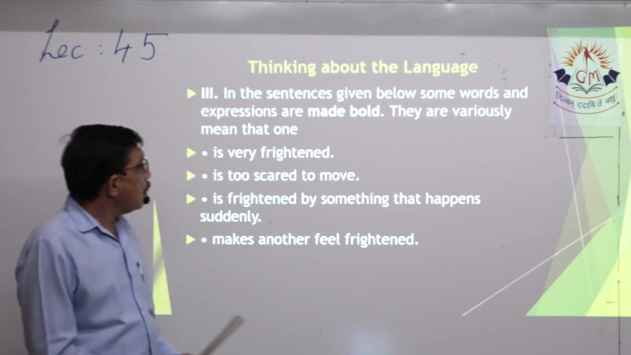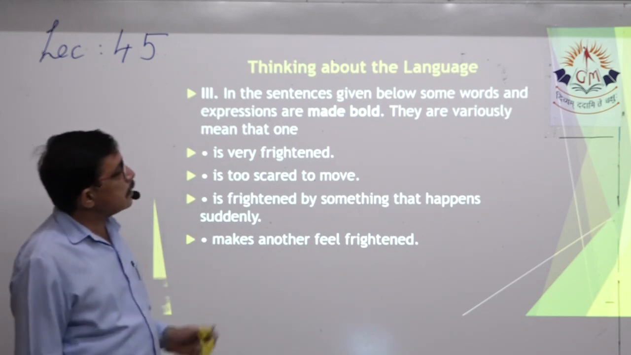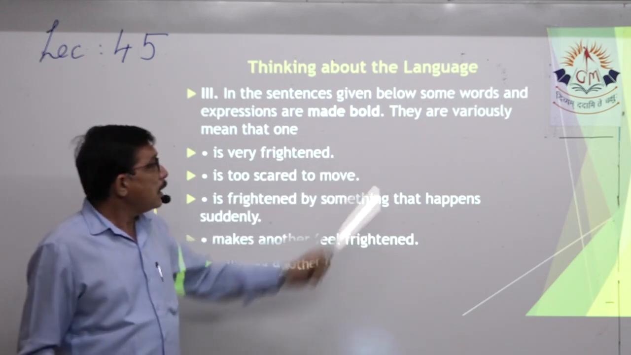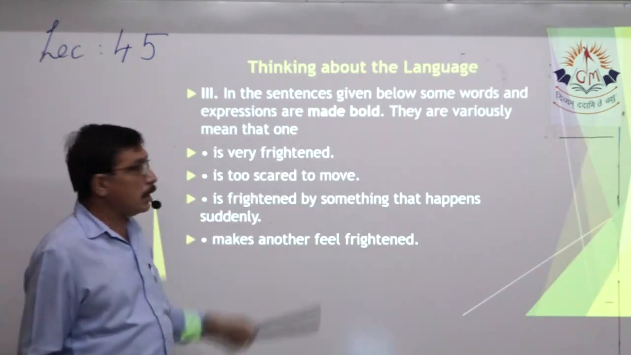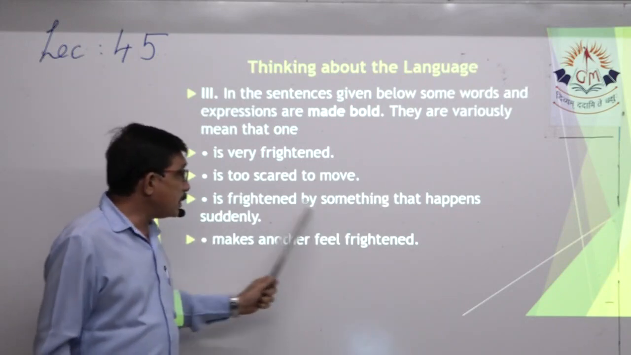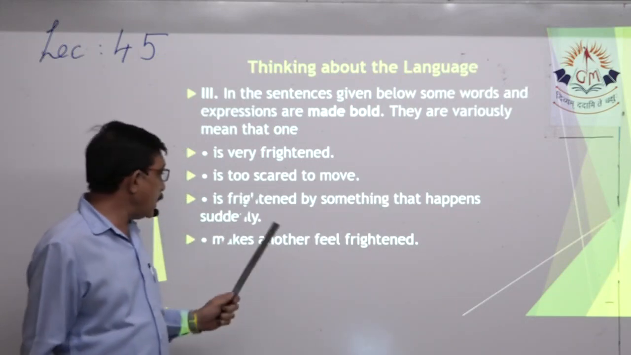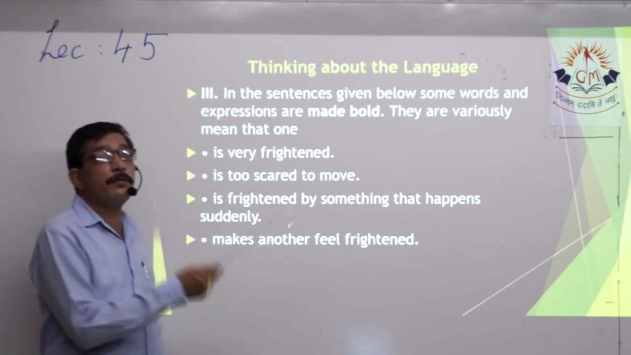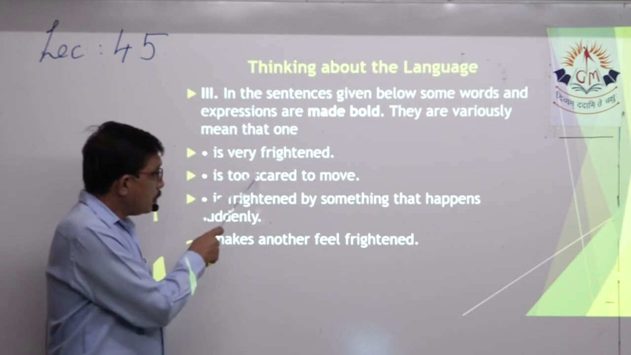Third sentence, also quite small. In the sentences given below, some words and expressions are made bold. There are various means that one is terrified, is too scared to move, is frightened by something that happens suddenly, or makes another feel frightened. Now 1, 2, 3, 4.